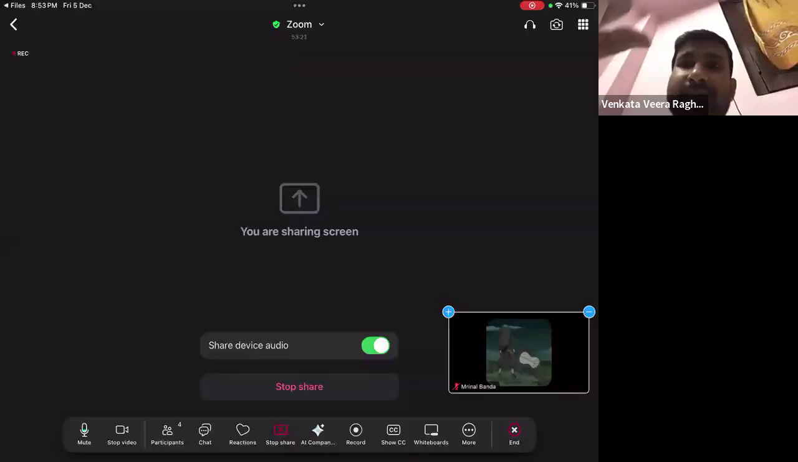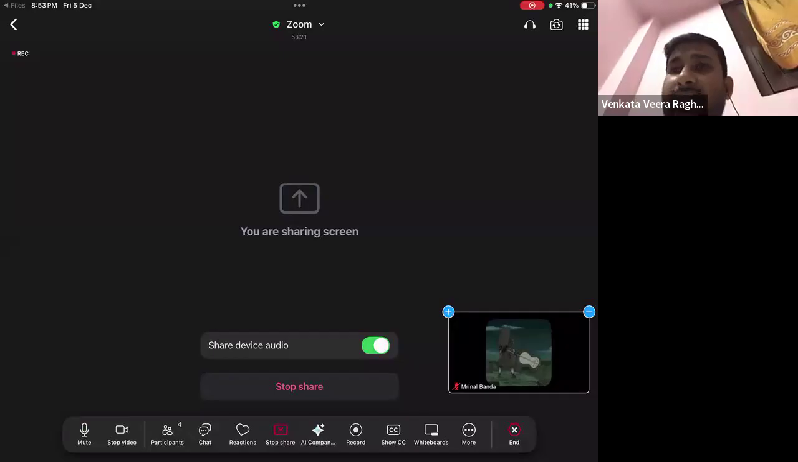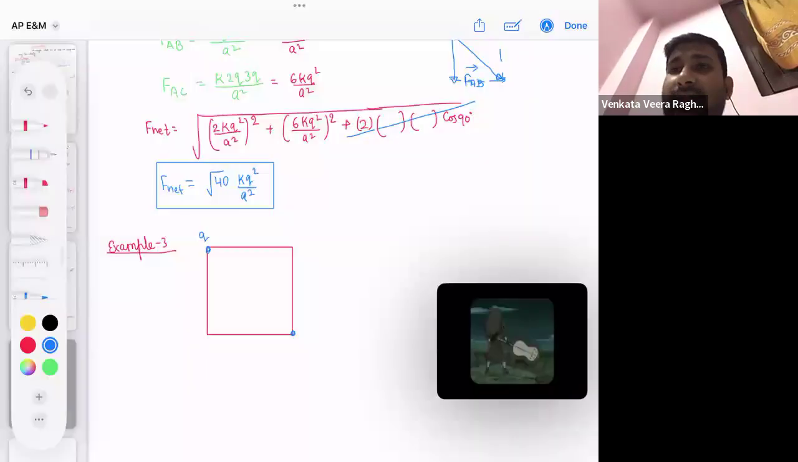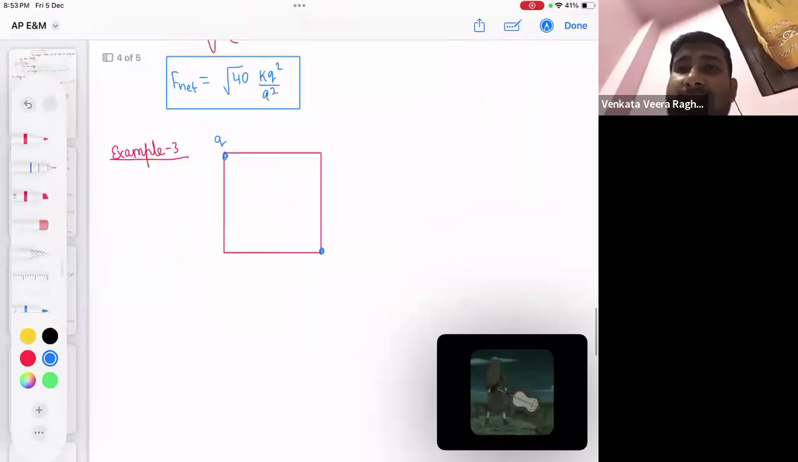Just a moment. In this question, what is given? These two corner charges are positive and the other two corner charges are negative. Understand? Two opposite corners have plus q charge and the two other opposite corners have minus 2q charge.